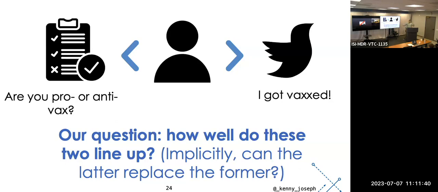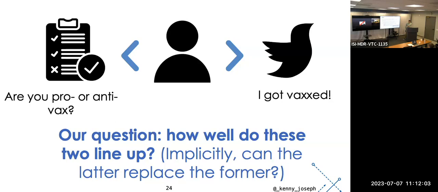So what we're going to do is ask some people questions on a survey. We're going to look at those same people and what they tweeted and ask, do those two things line up? So intuitively, they should. It's the same person, the same opinions. Oh, sorry, the same person in two different mediums.